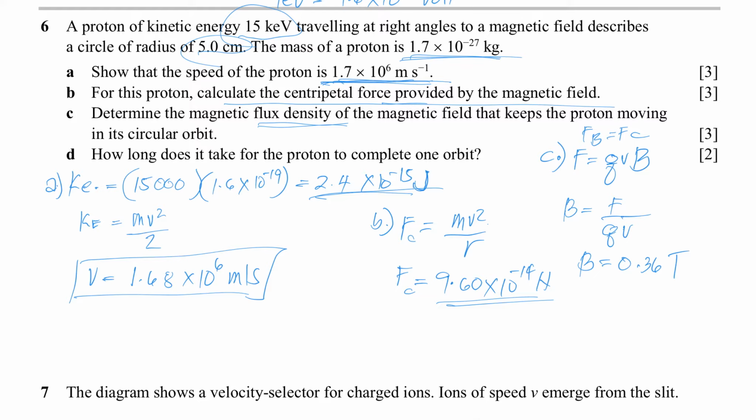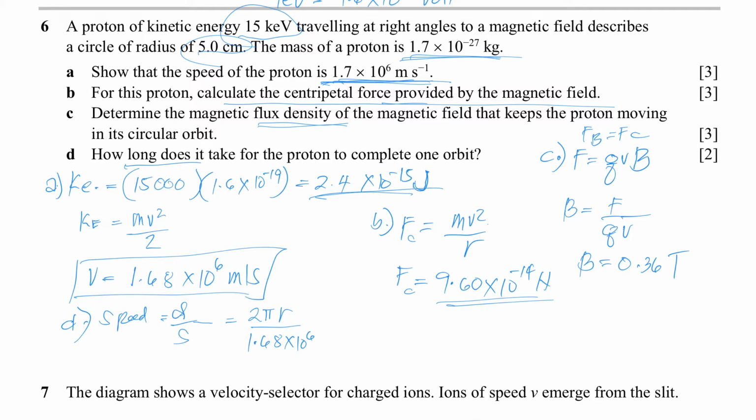Okay, let's go to D. D here is asking how long, so it means the time. We have the formula speed is equal to distance over time. The distance here refers to the circle, so the distance is 2 pi r, all over speed. The speed here we have calculated already: 1.68 times 10 to the 6th power.